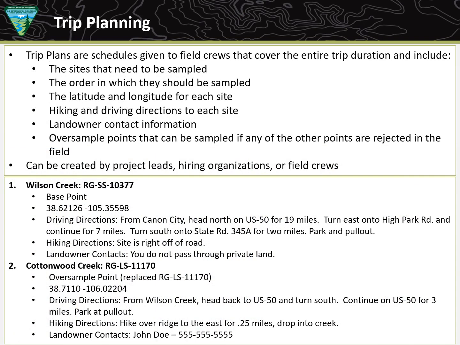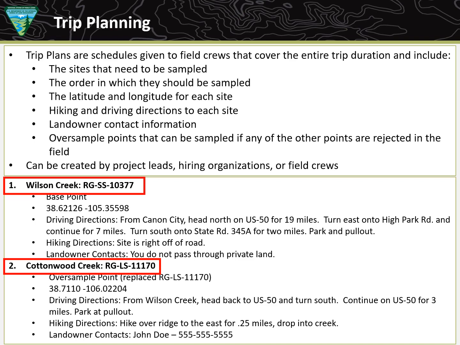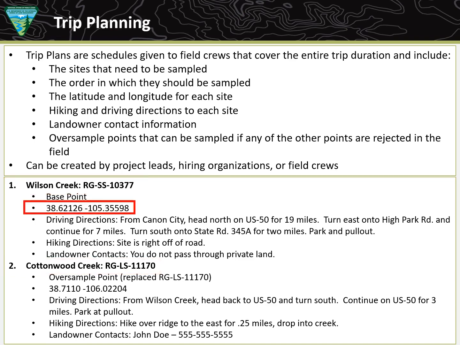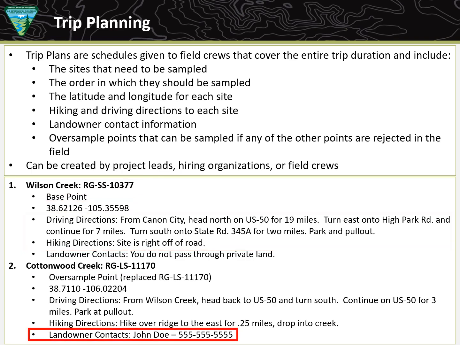The Trip Planning and Field Tracking Worksheet is used to create and keep track of trip plans. Trip plans are schedules given to field crews that usually cover the entire trip duration, which may span from 1 week to several, depending on the sites being sampled and the desired work schedule arranged for each crew. Trip plans include the sites that need to be sampled, the order in which they should be sampled, the latitude and longitude for each site, hiking and driving directions to each site, and any additional notes that are pertinent when trying to access and sample the site, like landowner contact information.